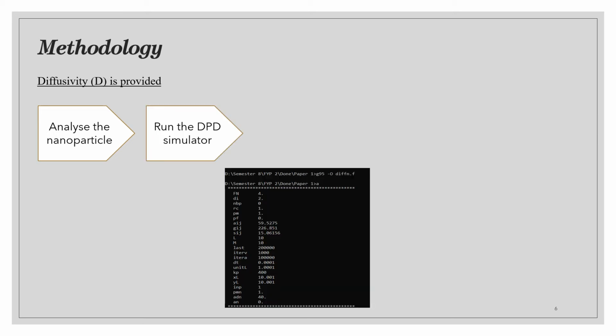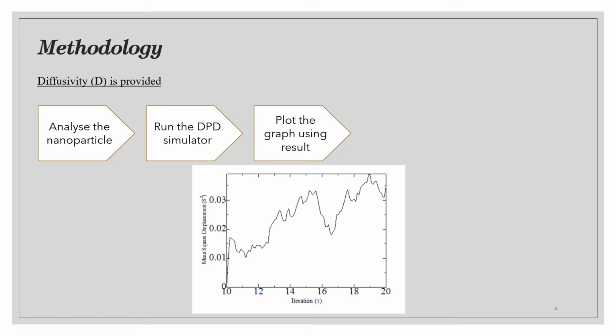The methodology part will be separated into two parts, where diffusivity is provided and diffusivity is not provided. First, the condition where diffusivity is provided. The first step is to analyze the characteristics of the nanoparticles. This will be the pre-setting for the DPD simulator. Then, run the DPD simulator, coded in Fortran, with a command prompt on the computer. After the simulation, a series of Fort files will be generated for plotting the graph.